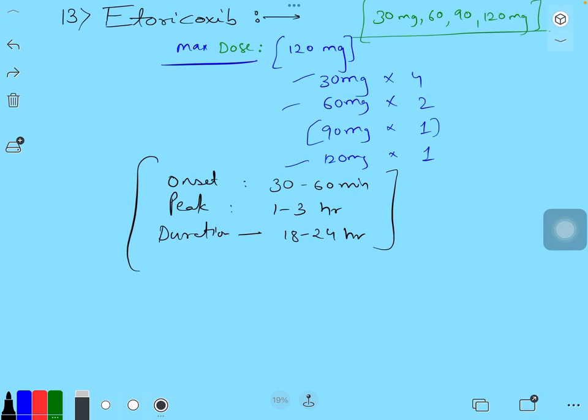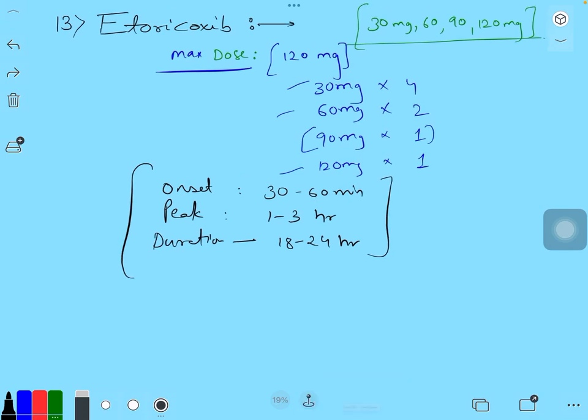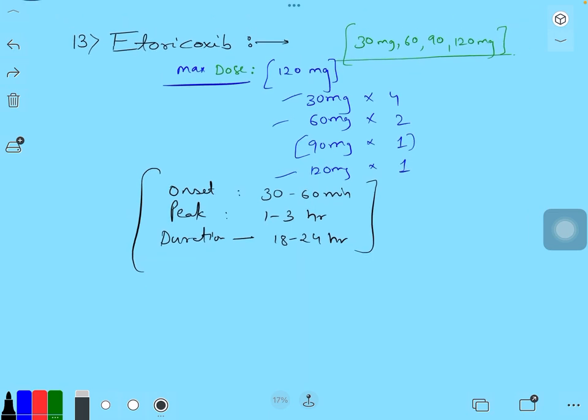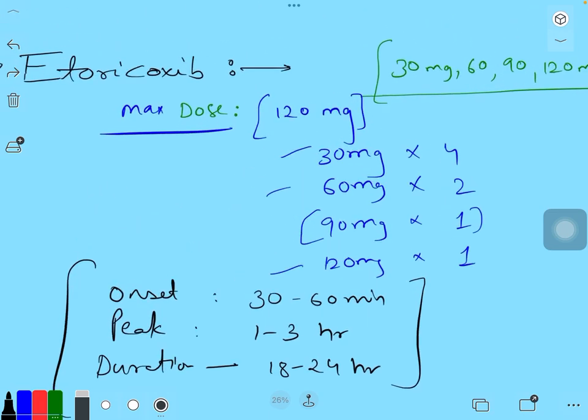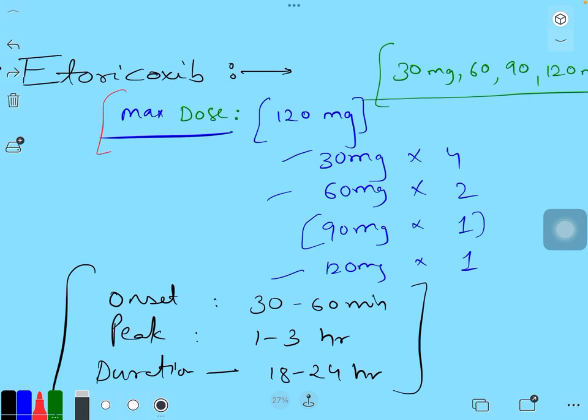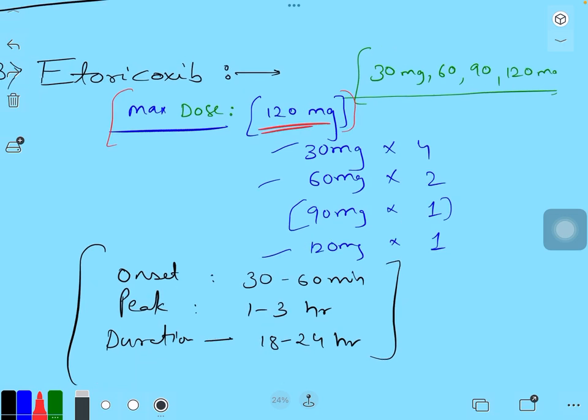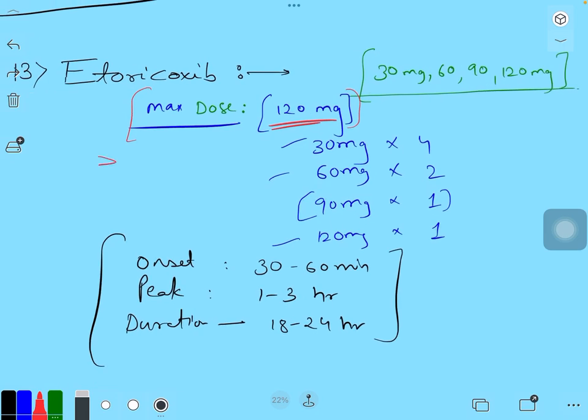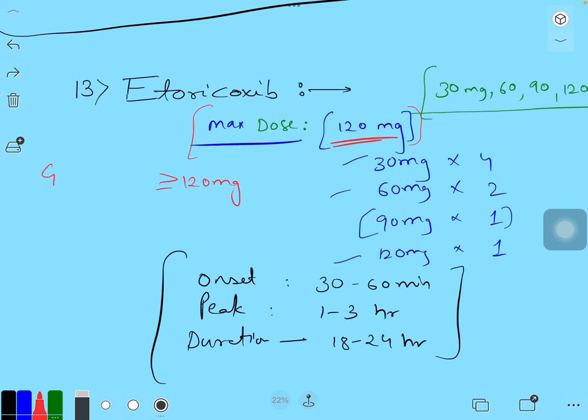Now, we just said that this is the max dose, 120 mg. So if we go beyond 120 mg, there will be a greater risk of GI bleed. So GI bleed risk will be more beyond 120 mg.